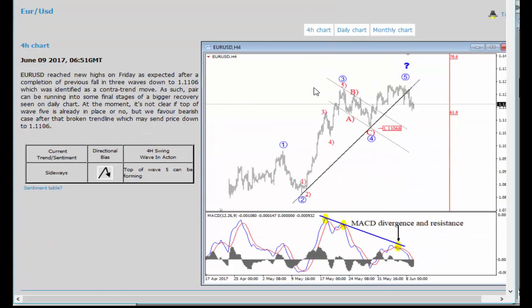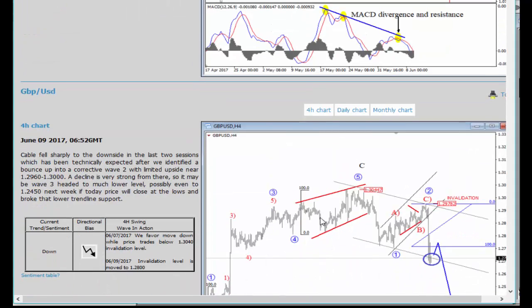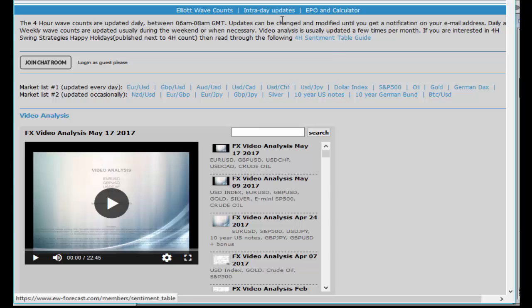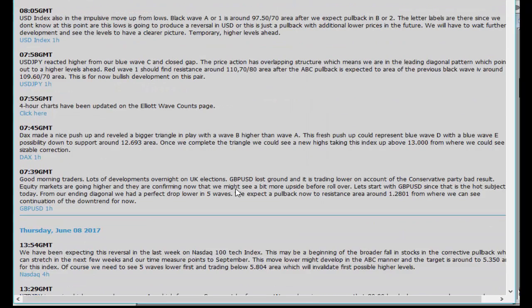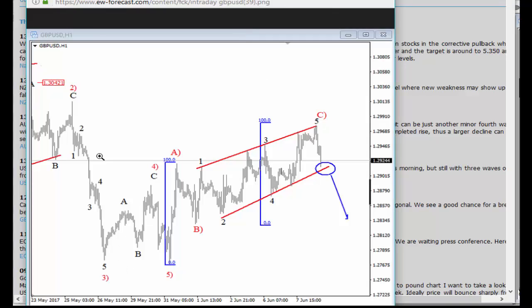Now the most interesting pair was definitely cable. We have been looking for a decline on cable. If I go to intraday updates just real quick, yesterday I also posted on Twitter that cable is at some very interesting zone. We had previously 5 waves of decline and then a nice 3-wave rally. Now it was identified as a correction, a counter-trend movement, and the best thing of this recovery, of this bounce, was the quality of the personality of this recovery.